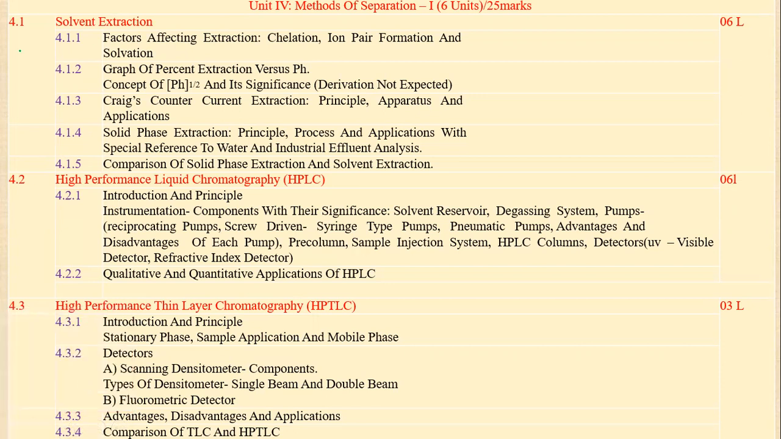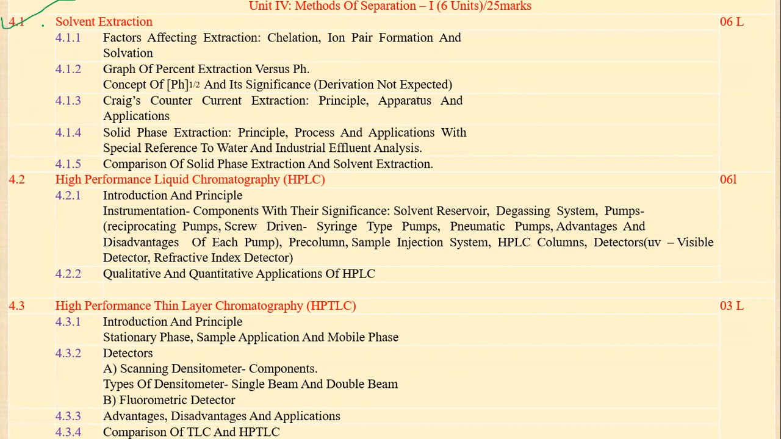Today we are starting our next unit, number 4, methods of separation. Okay. So for this semester, you have part first for the methods of separation, and for the next semester, you have part second. It carries a total of 25 marks for this semester. So what things are we going to learn here?